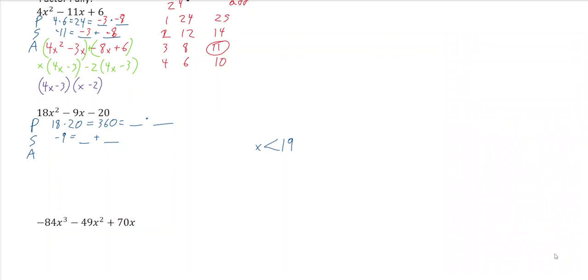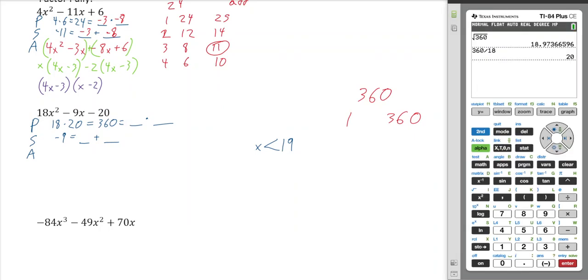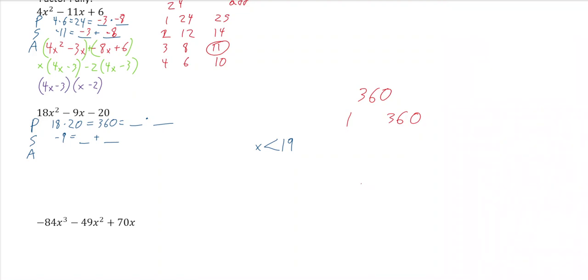So in all of these questions previously, we always started with 1 and 360, but I'm going to suggest you start on the other side, normally the halfway point. So I did, what did we get? 20 and 18, so 18 and 20.